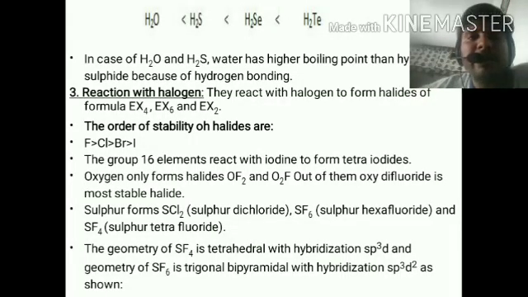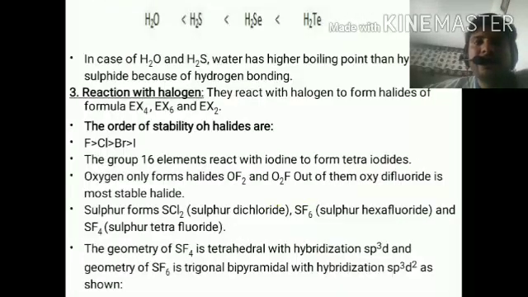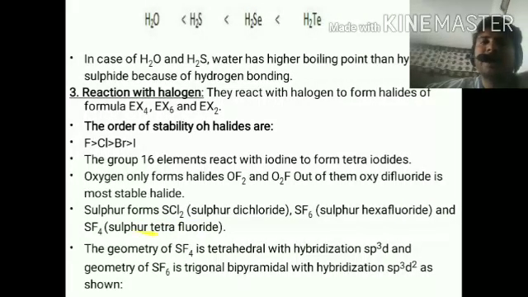The group 16 elements react with iodine to form the tetraiodide, and oxygen forms only the halides OF2 and O2F2, but out of them oxygen difluoride is the most stable halide. Sulfur forms S2Cl2 sulfur dichloride, SF6 sulfur hexafluoride, and SF4 sulfur tetrafluoride.